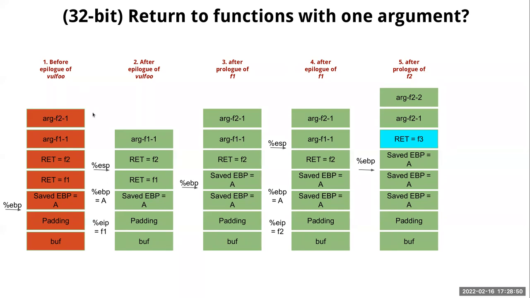So after calling F1, F2, we already use all the space here. That's why if we want to call F3, the return address of F3 has to be here, okay? But this is the space where we need to write the argument for F1. So there is a conflict. That's why using this approach, we cannot return into an arbitrary number of functions with one argument. We can only do this for at least two functions. Of course, there is a rare case where the argument of F1 is exactly the same as the address of F3. Then technically we can call three functions or even four, right? But that does not usually happen.